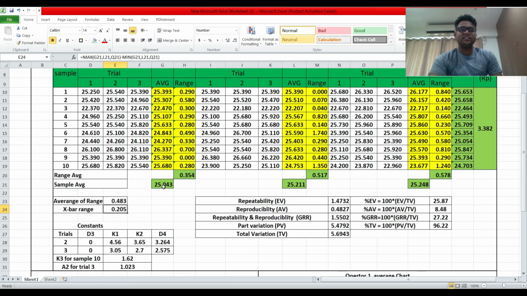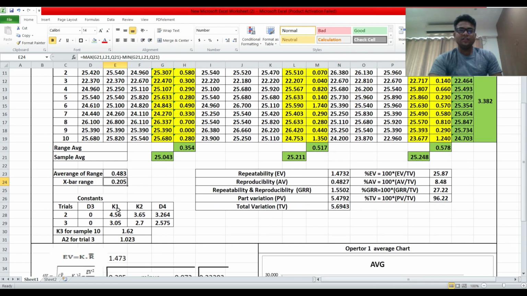This is the range between the maximum and minimum of these 3 values. In these 3 values, the sample average has a minimum value of 25.043 and a maximum value of 25.248. The difference between this maximum and minimum is called the X bar range.